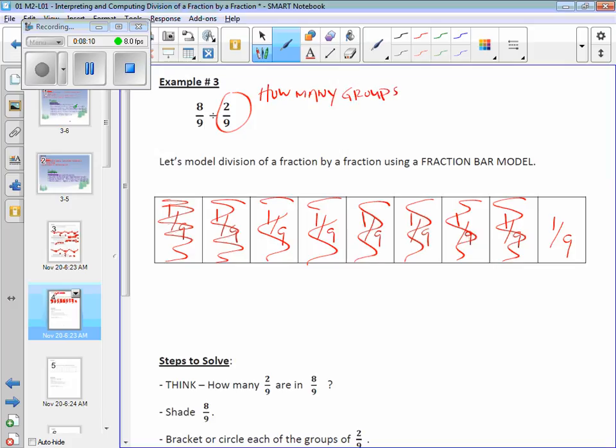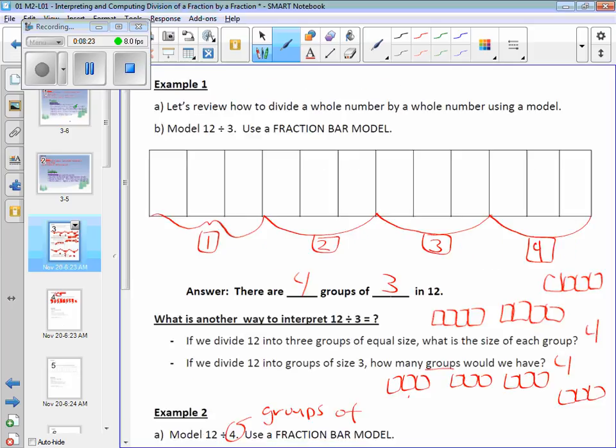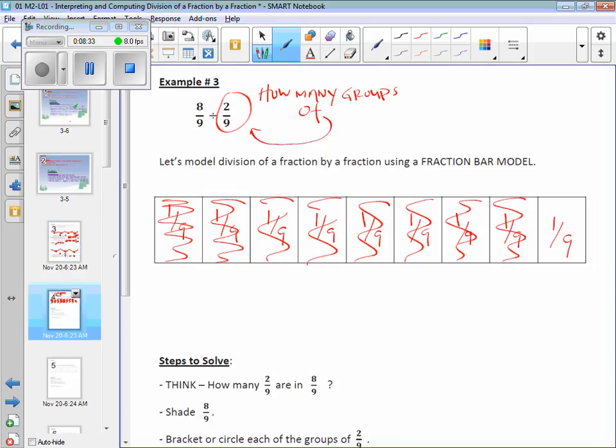I'm actually going to write it out. How many groups of 2/9 in 8/9? Just like we did on the previous page. Previous page we said how many groups of 3 are in 12, and we grouped them in groups of 3. Well, now, since each piece is 1/9, I'm going to put them in groups of 2/9. There's a 9th, there's 2/9, there's one group.